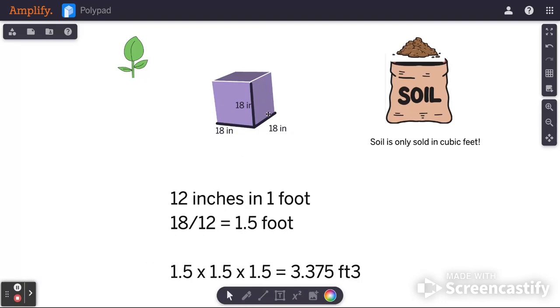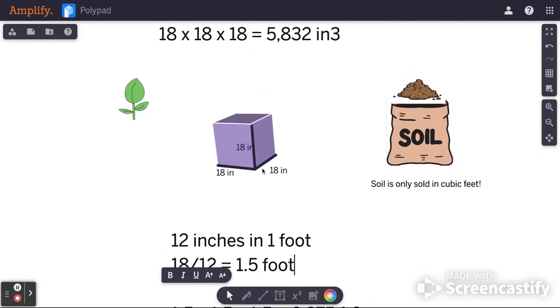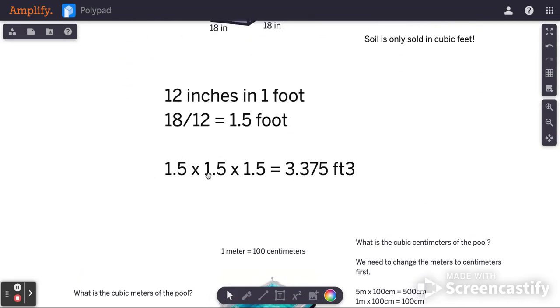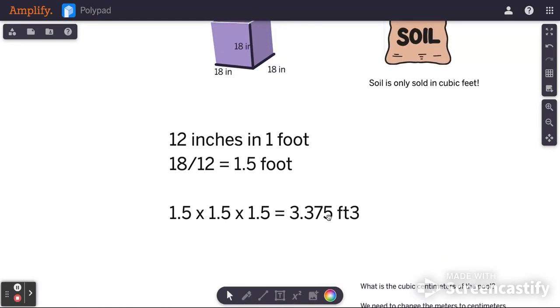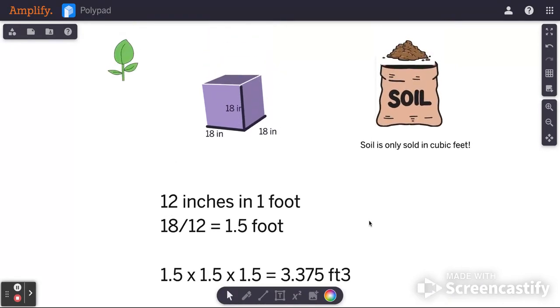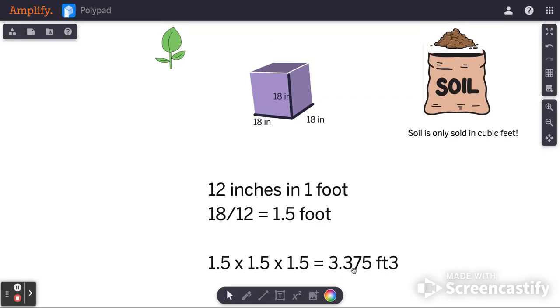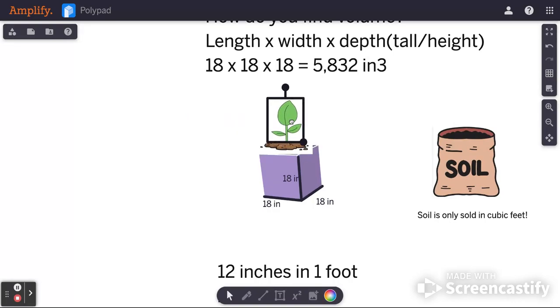So I have my conversion now. 18 divided by 12 is 1.5 feet. Now I'm going to go ahead and figure out what is the volume in cubic feet for my pot. So I'm going to do 1.5 times 1.5 times 1.5, and that comes out to be 3.375 cubic feet. So I know that in order to have enough soil, I need to have at least a little over 3 cubic feet of soil for my pot that I can then plant my little plant in.